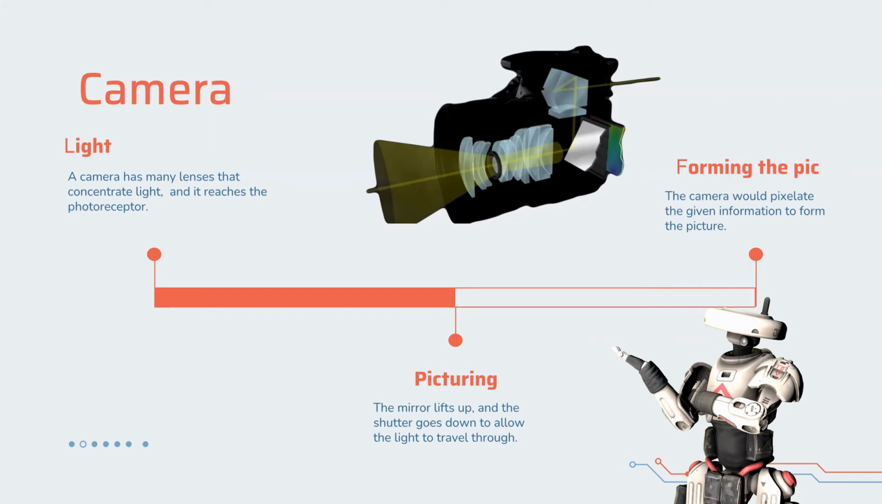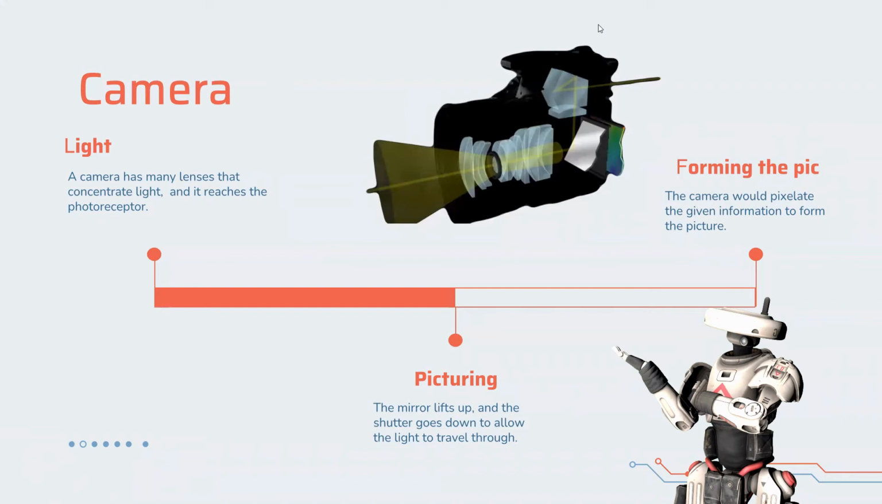And then we go to the picturing, where the light will go through, and as you can see here, it bounces off a mirror so you can see. But when it takes the picture, the mirror flaps up and the shutter goes down. This allows the light to reach the photoreceptor itself. Then the shutter goes back up and the mirror goes back down. This explains why sometimes when you're taking a picture with any type of camera, the screen goes black for 1 second. That's because your connection to how you see has been cut off for 1 second.